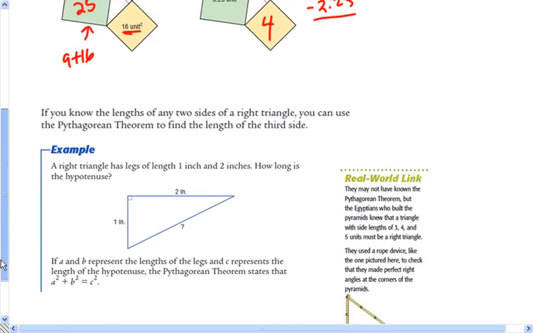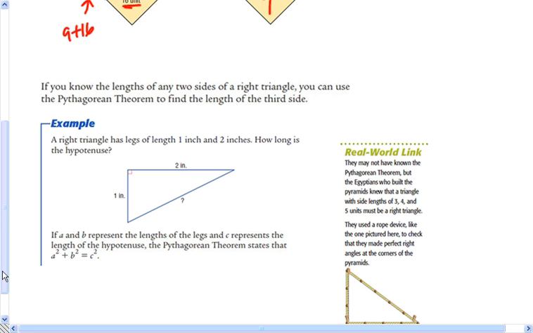Now, the way we use it, though, is different. We usually use it to find lengths. Here's an example. Here we have a leg of length 1 and a leg of length 2. So 1 and 2 are actually a and b here. We can just do 1 squared plus 2 squared, and that should equal c squared. That's my missing side, c.